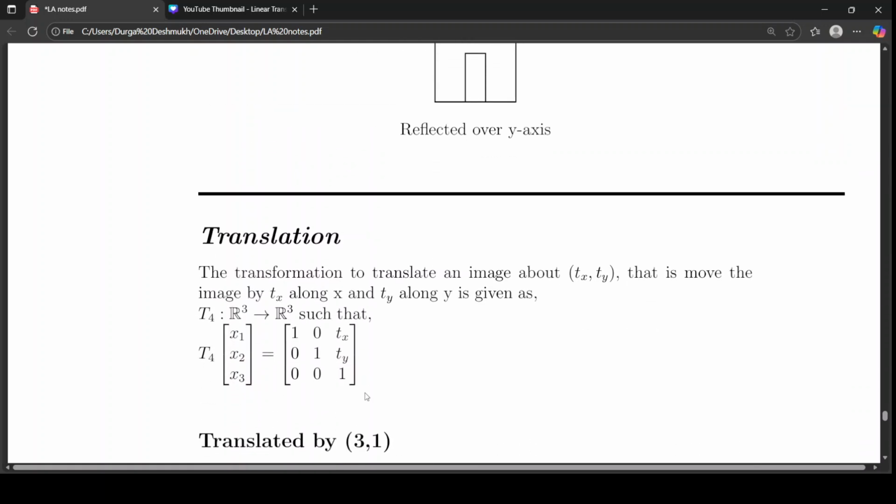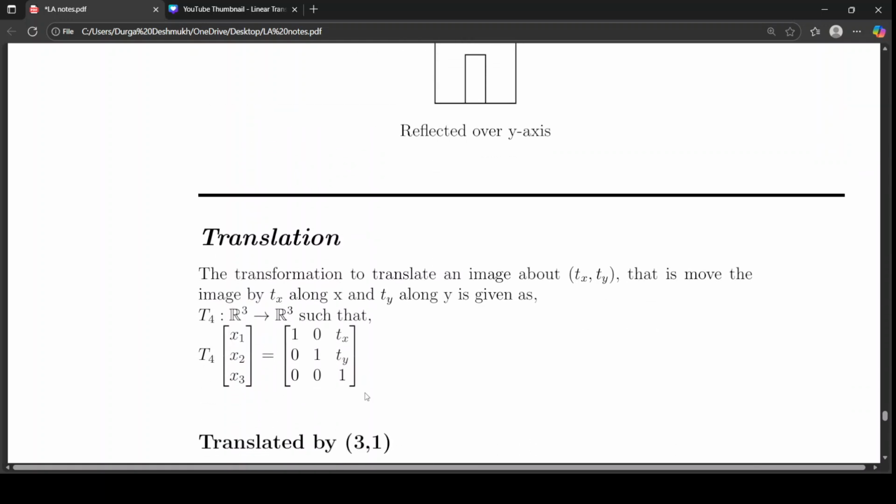Then we will see translation. To translate an image about a point tx, ty, for example, is to move the image by tx units along the x-axis and ty units along the y-axis. The transformation is given as this.